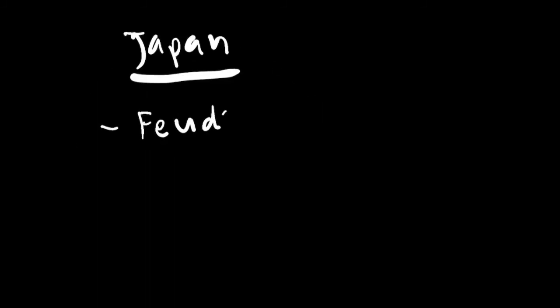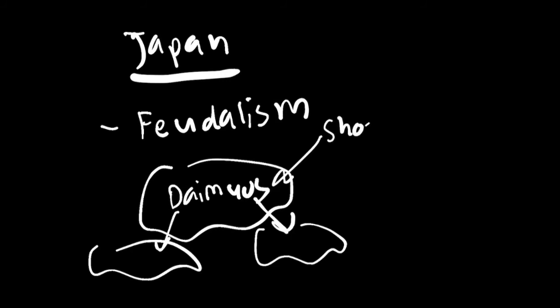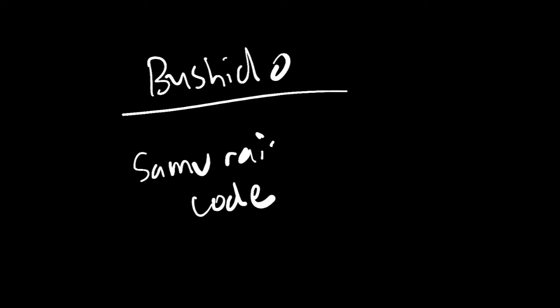Now let's move on to Japan. In Japan, feudalism was the employed form of government. Essentially, daimyos, or small rulers, would rule over small areas of land and report to their rulers, which were the shoguns. In Japan, most enforcement or army troops would be samurais, or Japanese warriors. Similar to knights in Europe, these samurais had a code called Bushido which ruled them.